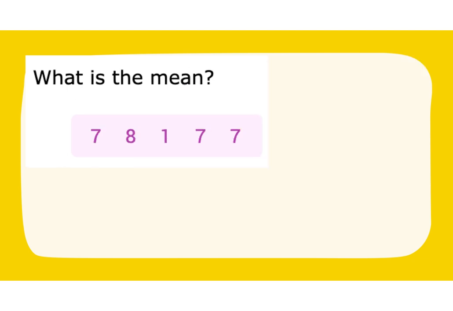On to our second example, we're asked to find the mean this time, which means we need to add all of these totals together. So 7 plus 8 plus 1 plus 7 plus 7 for a total of 30. And I have 1, 2, 3, 4, 5 data points. So I'm going to do 30 divided by 5, which I happen to know is 6. So our mean is 6.